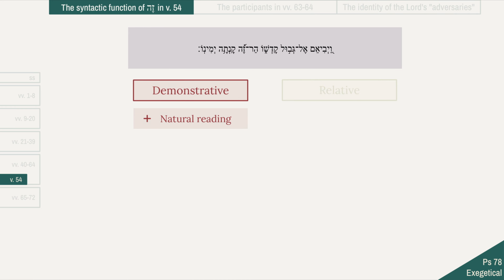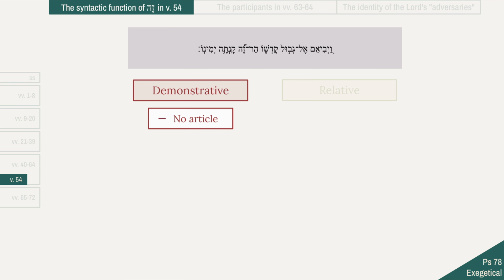The demonstrative interpretation, this mountain, is a natural way to read this phrase because ze is almost always a demonstrative pronoun in biblical Hebrew. When ze follows a noun, it prototypically functions as a demonstrative. This thing, hadavar hazeh, or this person, ha'ish hazeh. And so it's not surprising that most of the ancient versions read ze as a demonstrative. The Septuagint, for example, has this mountain.